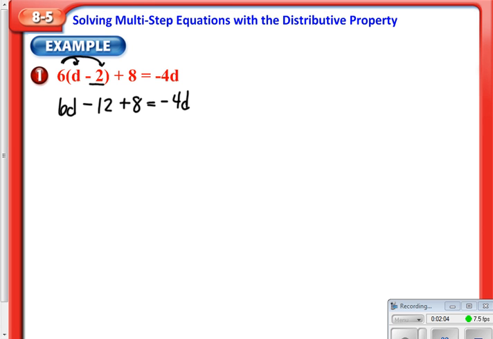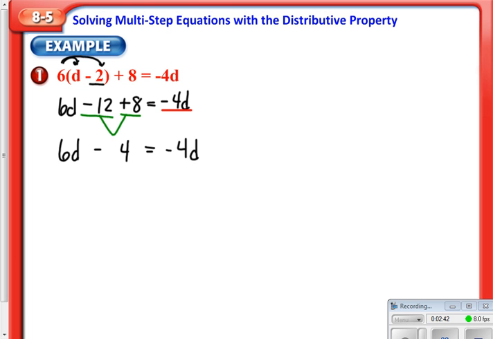Step 2 was to combine like terms. Well, on the right side of your equation you only have a negative 4d, so nothing you can combine. On the left side, however, there's 3 terms. You have 6d, a negative 12, and a positive 8. Negative 12 and a positive 8, those are constants, those are like terms, you can combine them. So we need to combine those terms for step 2. Working down my paper here, I have 6d, negative 12 plus 8 is negative 4 equals negative 4d.